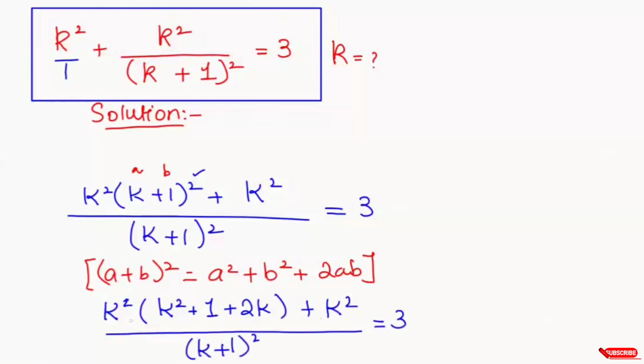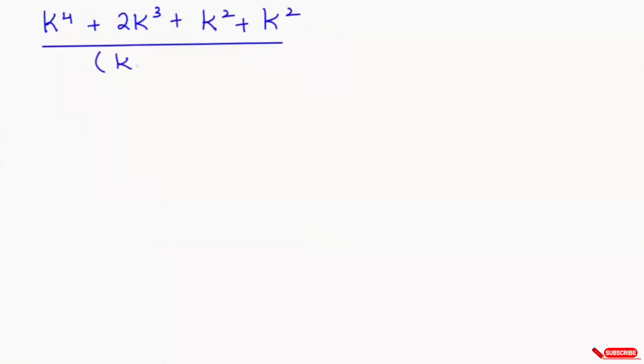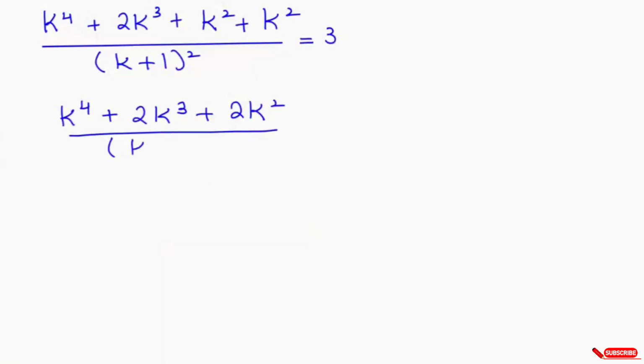Going to multiply this k square with this whole bracket. This will turn to k to the power of 4 plus 2k cubed plus k square over k plus 1 whole to the power of 2 is equal to 3. Now here I am going to solve the like terms. So this will turn to k to the power of 4 plus 2k cubed plus this 2k square over k plus 1 whole to the power of 2 is equal to 3.